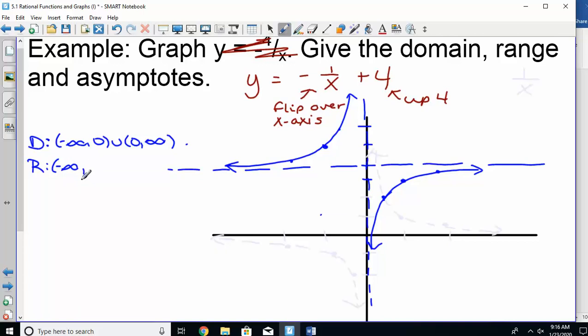Negative infinity to, where do we have a break that we never have? Negative infinity to 4, union 4 to infinity. So moving our graph up and down is going to change our range on these.